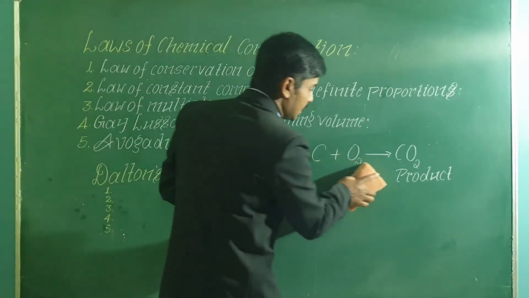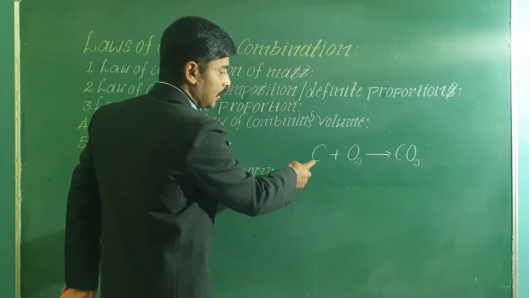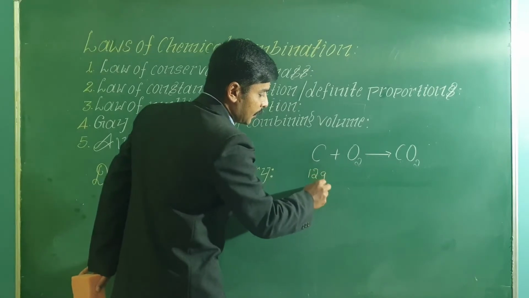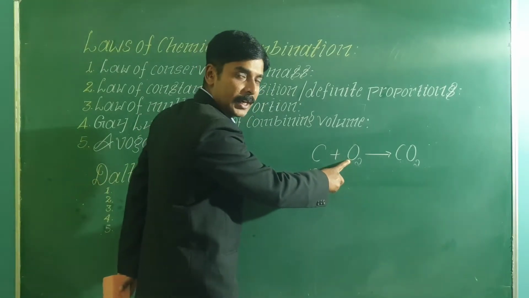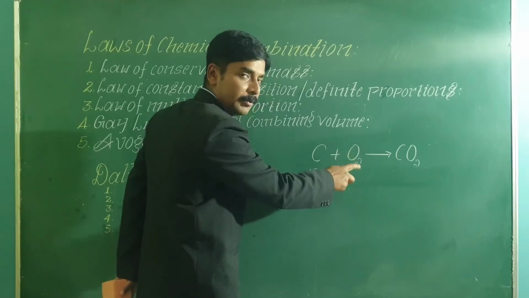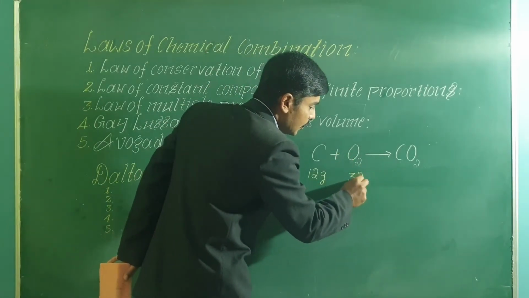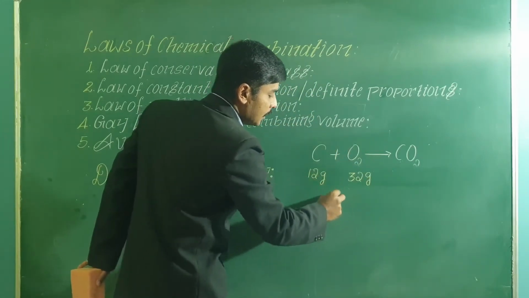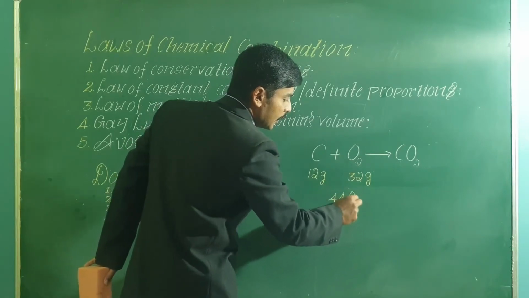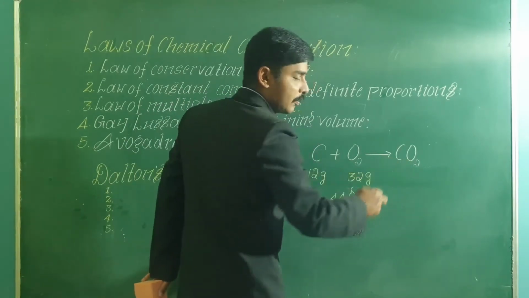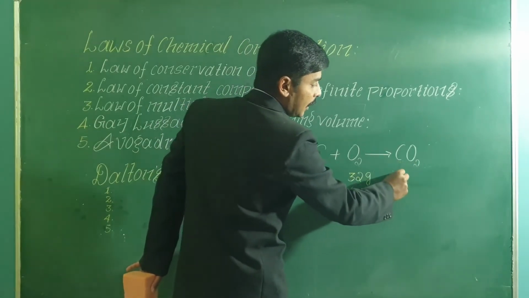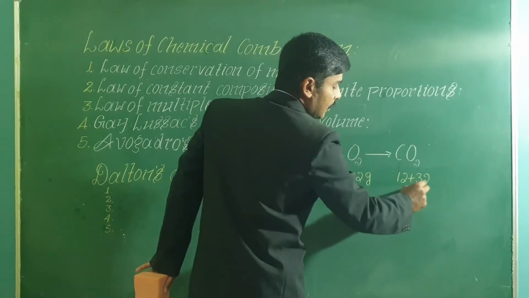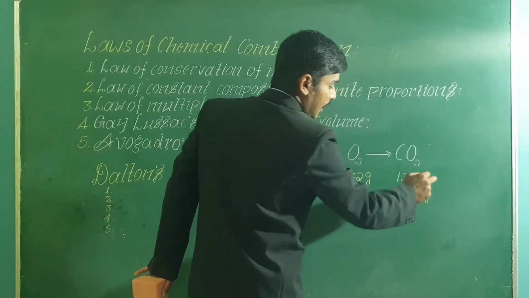For example, let us take the same reaction. Here, the gram atomic mass of carbon is 12 gram. The gram atomic mass of one oxygen atom is 16. Here we have two oxygen atoms, so 16 into 2, that is 32. So now, what is the total mass of the reactants? 12 plus 32, that is equal to 44 gram. Now, let us take the mass of carbon dioxide that is formed. We have one carbon atom, that is 12, and two oxygen atoms, so 32. So 12 plus 32, that is equal to 44 gram.